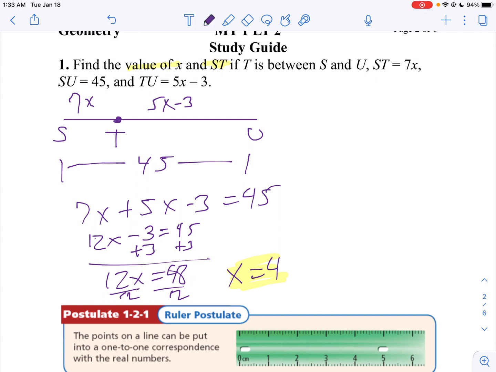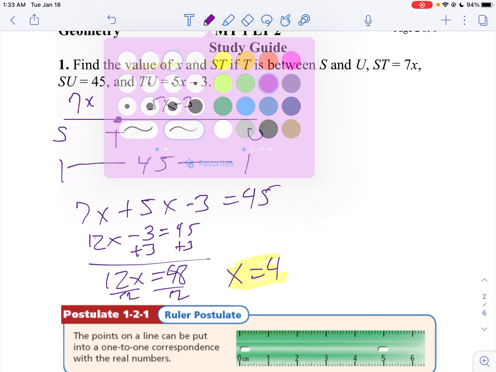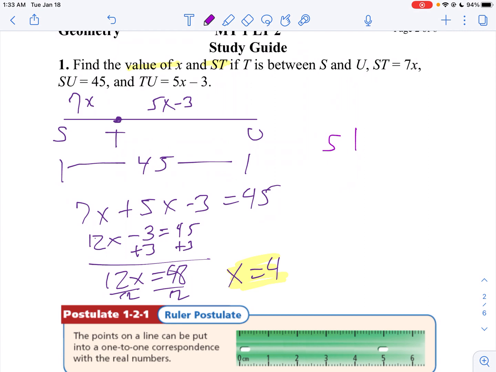So I want to find the value of S to T. Well, I know S to T is 7x. Well, now I know x is 4, so I'm going to say 7 times 4, well, that's 28. And there's your answer. So we're going to have two answers on this one. I have x equals 4 and ST equals 28. I want you to put both of them, circle them or highlight them.